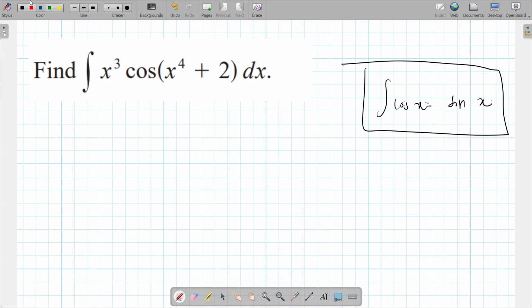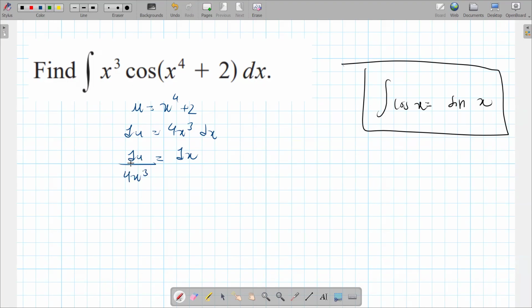Whenever you have a derivative, right? You see x cubed as a derivative of x to the 4. It's probably a u substitution question. Okay, so what's our u? It's x to the power of 4 plus 2. So the derivative would be 4x cubed dx, right? And dx is du over 4x cubed. Again, this is just algebra here.